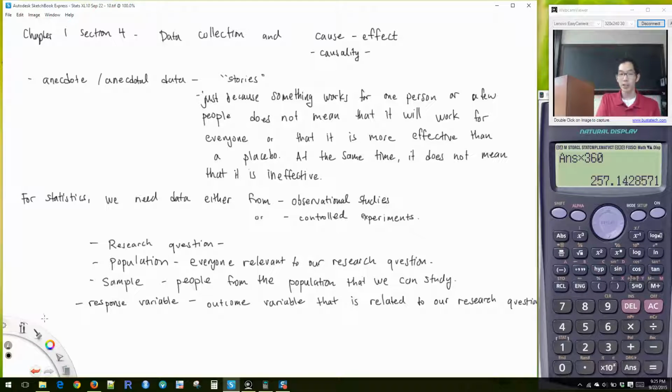And then the thing that we can kind of change or see if it has an effect, that's known as the treatment variable. Okay, this is the variable that we are interested in to see if it has an effect on the response variable. Okay, so this is the variable that we want to know.